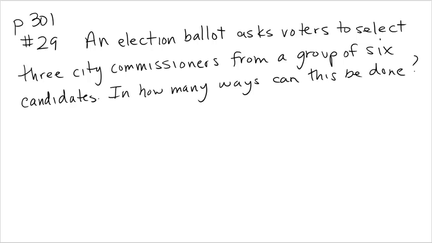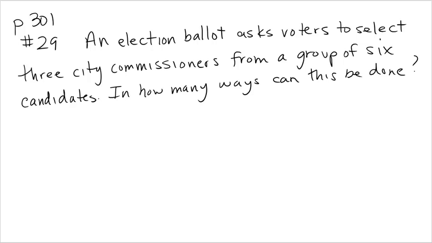Problem 29 says, an election ballot asks voters to select 3 city commissioners from a group of 6 candidates. In how many ways can this be done? Okay, so now we have to pause because we have to think about, does the order matter here or not? And of course it doesn't, or else it wouldn't be a combination problem. I wouldn't be demonstrating it now. But in the next video, we're going to have them all mixed up, and so we'll really have to think about it. So maybe a better question to ask is, why is this a combination and not a permutation?